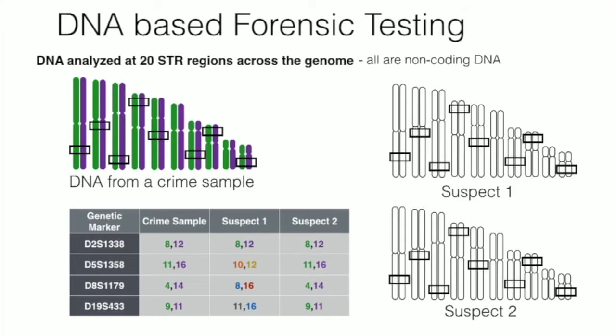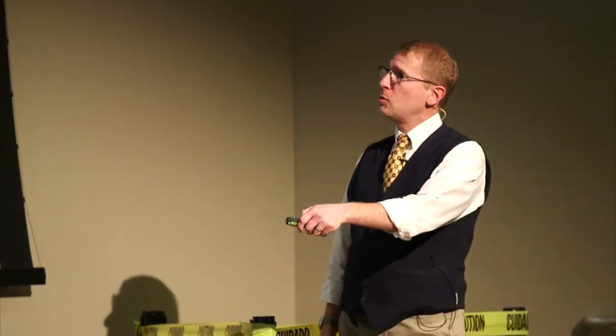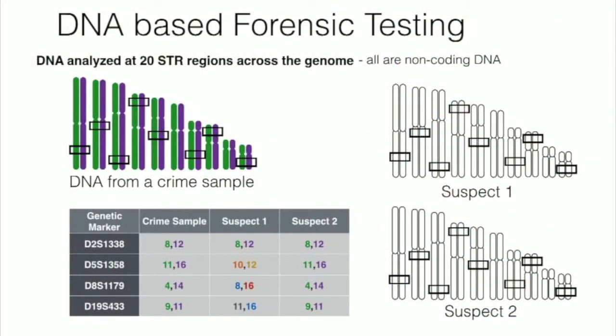So here's the crime sample, and we're going to look at the same markers from suspect 1 and suspect 2. And I think you can see pretty easily on the handout that, all right, suspect 1 has the same combination, and so does suspect 2 as the crime sample. But then as we start looking at other markers, suspect 1 does not have the exact same markers that are left behind. Suspect 2 does. So what that means is we can eliminate suspect 1. Suspect 1 can be eliminated from this panel. I can't eliminate suspect 2.